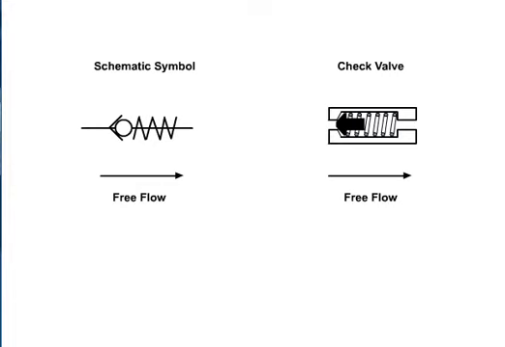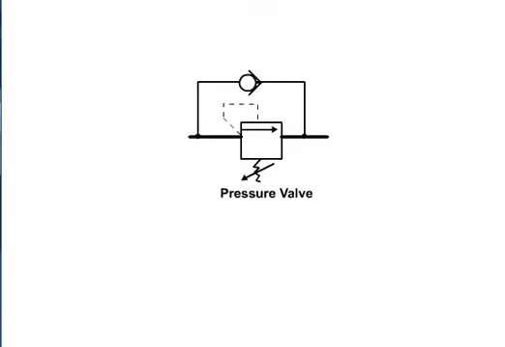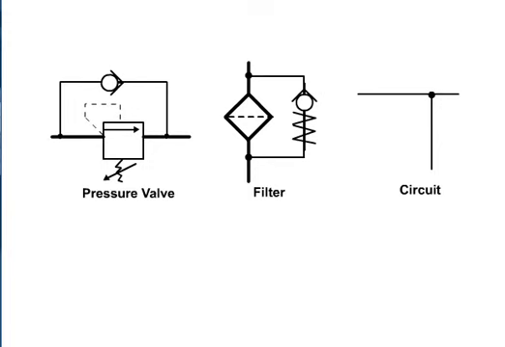This style of check valve is used when flow needs to bypass a pressure valve during return flow, as a bypass around a filter when a filter becomes clogged, or to keep flow from entering a portion of a circuit at an undesirable time.